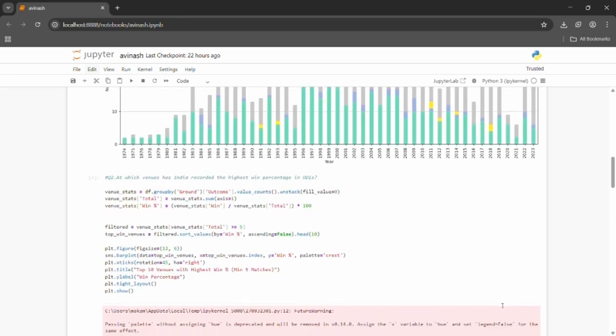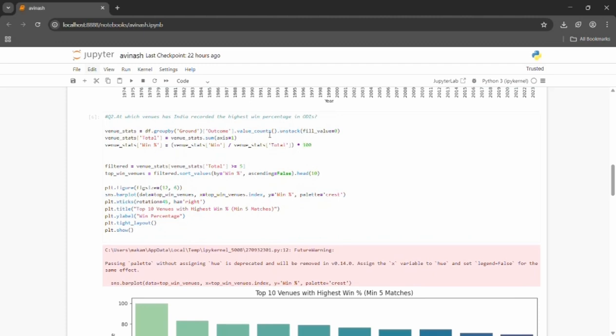Second question: at which venues has India recorded the highest win percentage in ODIs? We group data by ground and outcome, calculating the total matches and win percentage, and filter venues with at least 5 matches for statistical significance.